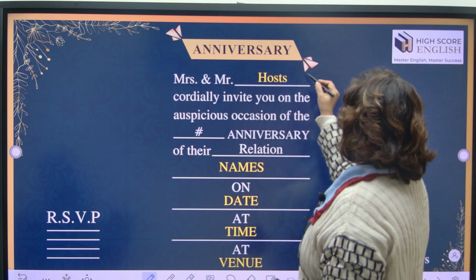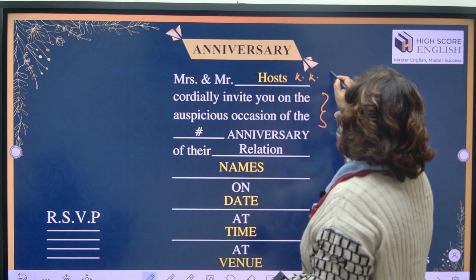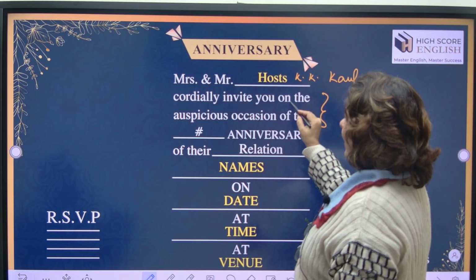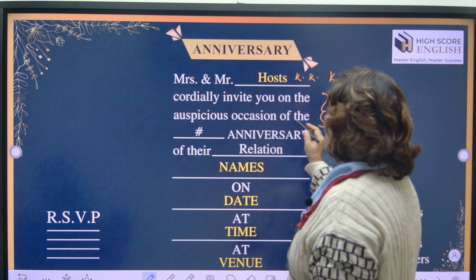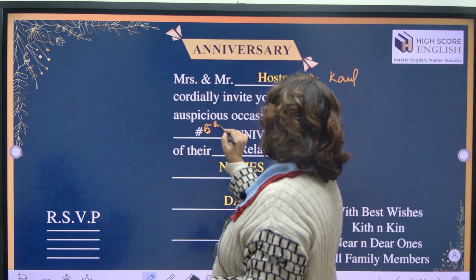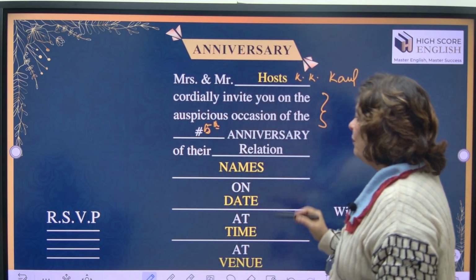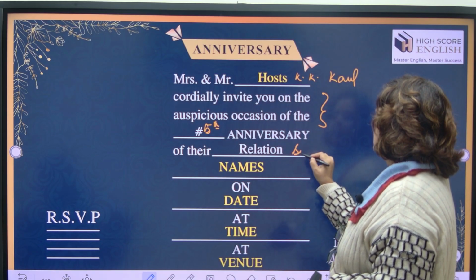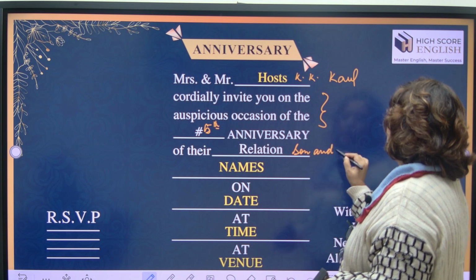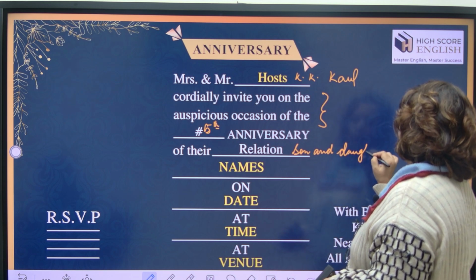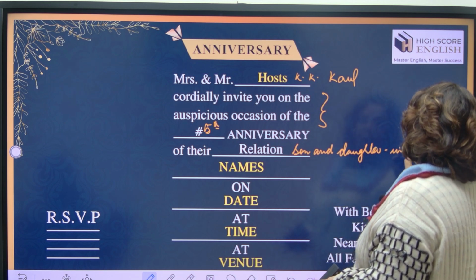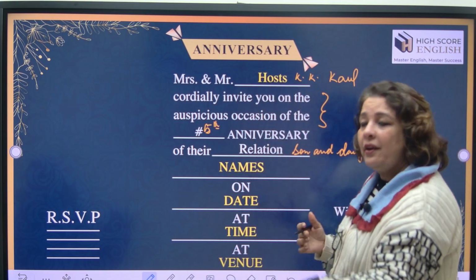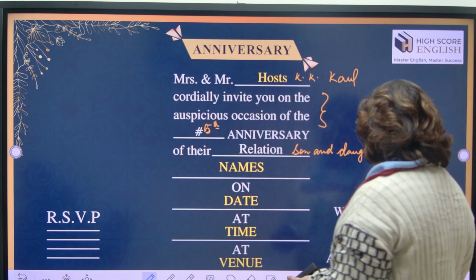like Mrs. and Mr. K call. So cordially invite you on the auspicious occasion of the 5th wedding anniversary of their, you can say, son and daughter-in-law. Fine. Or if the children are doing it for their parents, you can do it otherwise also.